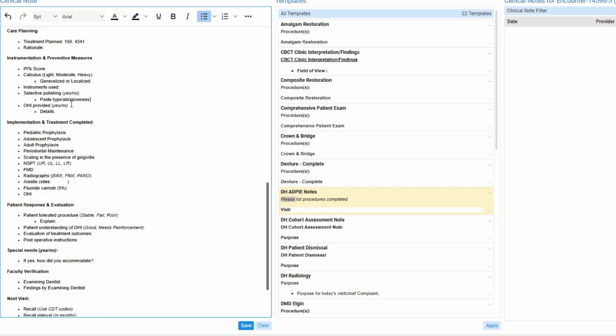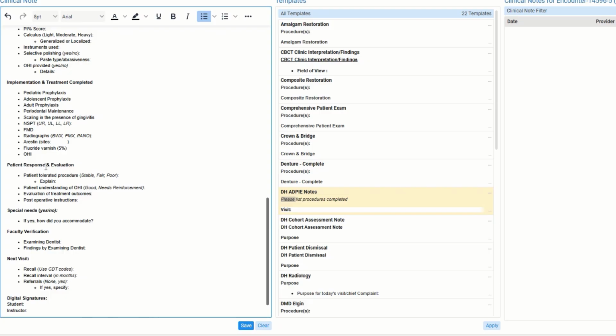Did you provide oral hygiene instructions? Yes or no? What did you talk about? Did you talk about brushing? Did you talk about flossing? Did you talk about the role of bacteria? Did you talk about what gingivitis is or what periodontal disease is? Did you talk about diet? Does the patient have any goals? So this is where a lot of the meat of your notes comes from, where we're really individualizing this for the patient.